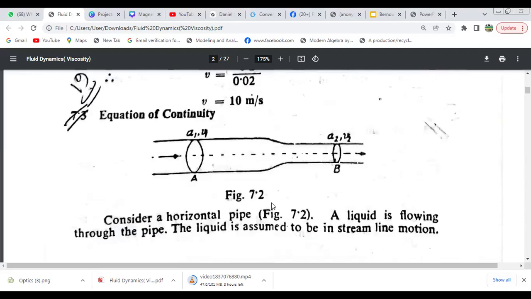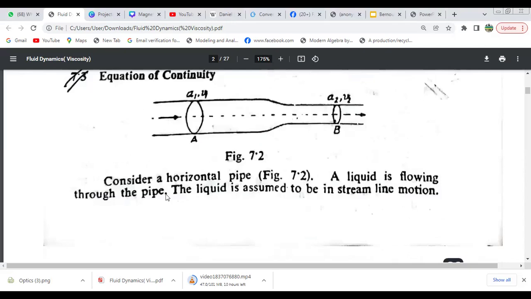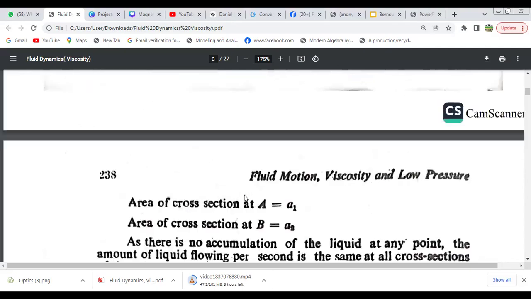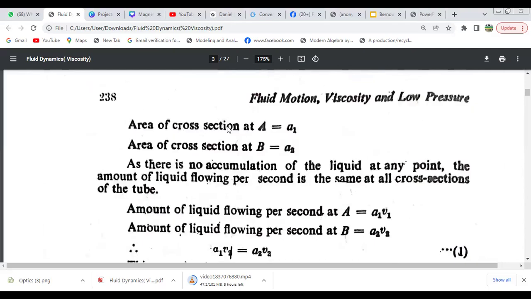Consider a horizontal pipe. A liquid is flowing through the pipe. The liquid is assumed to be in streamline motion. Suppose the area of the cross section at part A is A1, and the area of the cross section at part B is A2. As there is no accumulation of the liquid at any point, the amount of liquid flowing per second is the same at all cross sections of the tube.